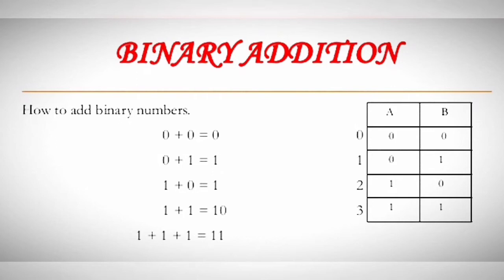0 plus 0 is equal to 0. 0 plus 1 is equal to 1. 1 plus 0 is equal to 1. 1 plus 1 is equal to 10. 1 plus 1 plus 1 is equal to 11. These are the rules of binary addition. We can see the truth table on the right side: 0, 0, 0, 1, 1, 0, 1, 1.